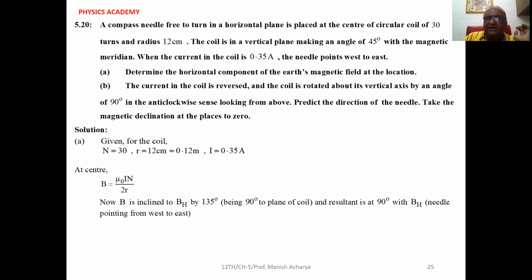Now the magnetic field produced by the coil is along the axis, means it is perpendicular to the plane of the coil, and the plane of the coil is at 45 degree with the magnetic meridian. So we can say now B is inclined to BH by 135 degree, and the resultant magnetic field is at 90 degree with BH because it is given to you the needle points west to east. Needle always aligns in the direction of resultant field, and Earth's horizontal field is in north-south direction, your needle is in east-west direction, so they are 90 degree with respect to each other.